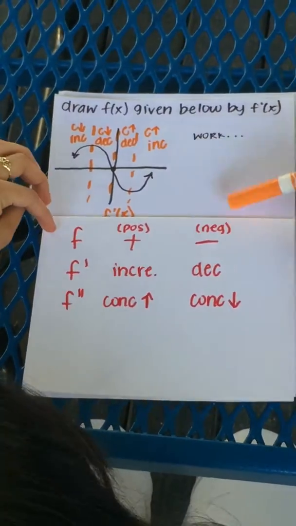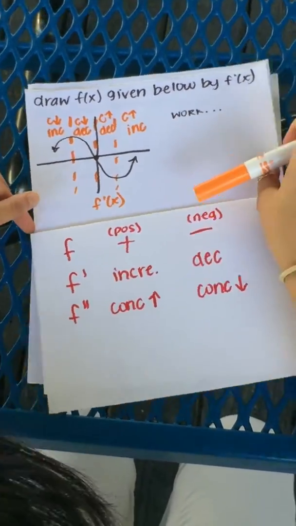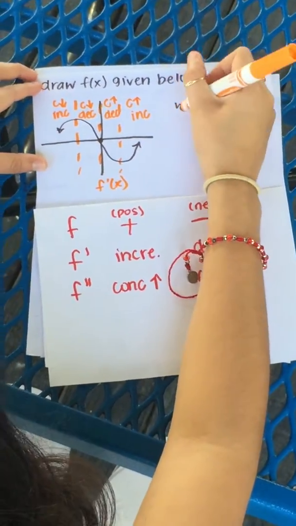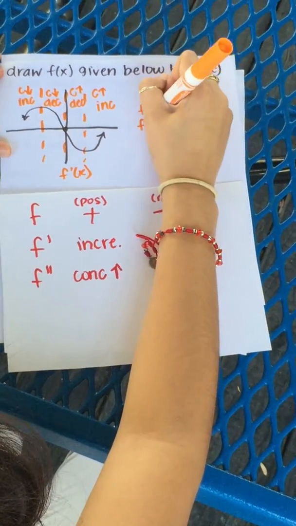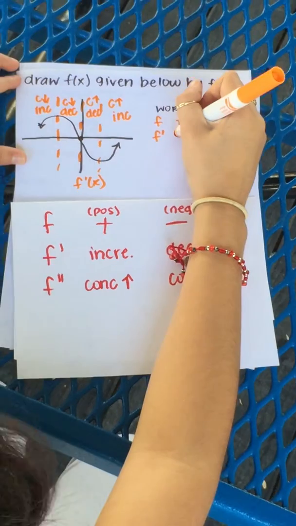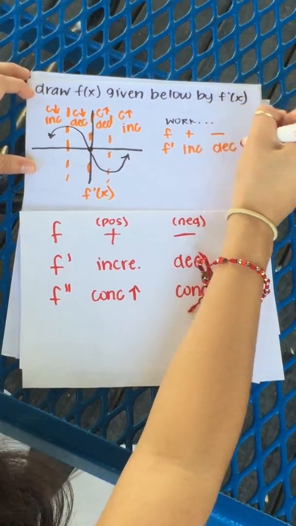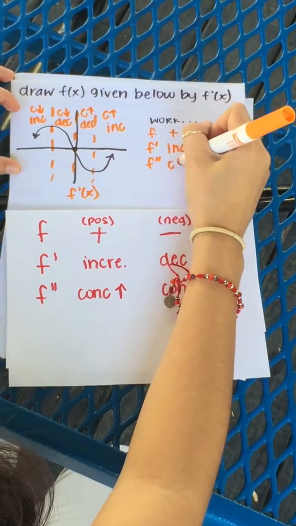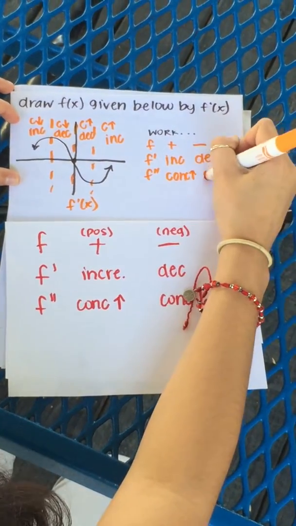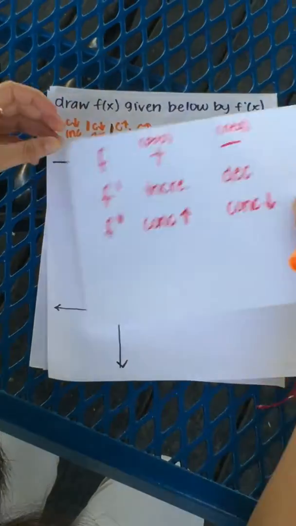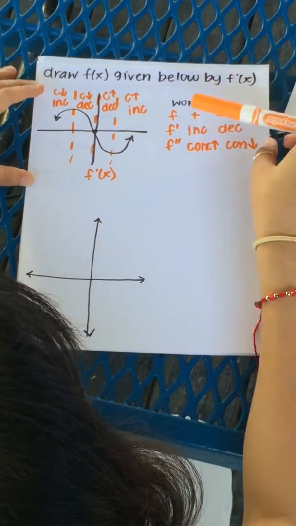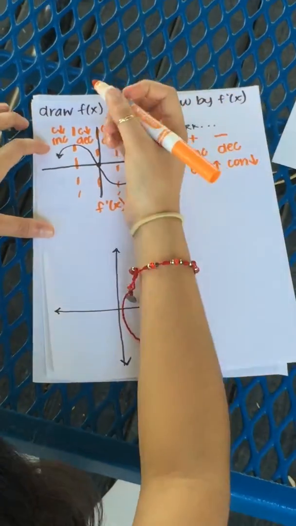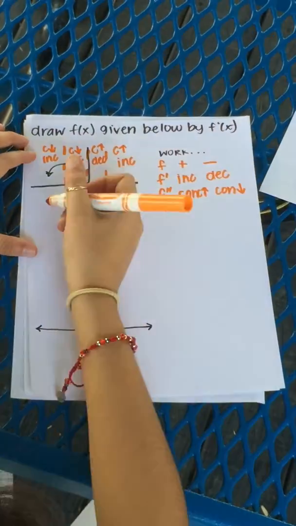So let's go back to the original paper where I explained f of x, f prime of x, and f double prime of x. So we can rewrite this in our work section. F of x can be positive or negative. F prime of x can be either increasing or decreasing. F double prime of x can be concave up or it can be concave down. So we have to work backwards because we have f prime of x and we're trying to find f of x. So right here, concave down will mean that it's decreasing.